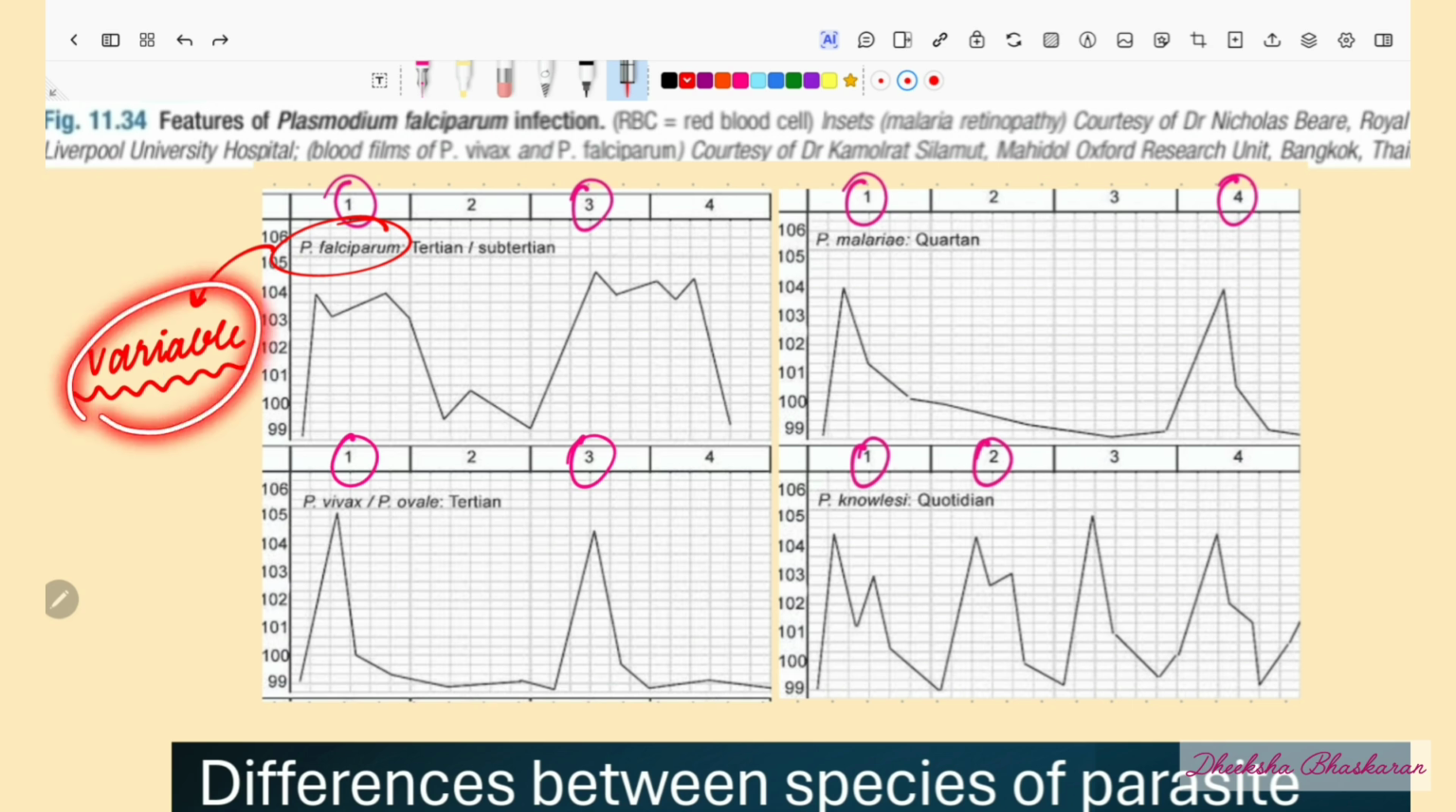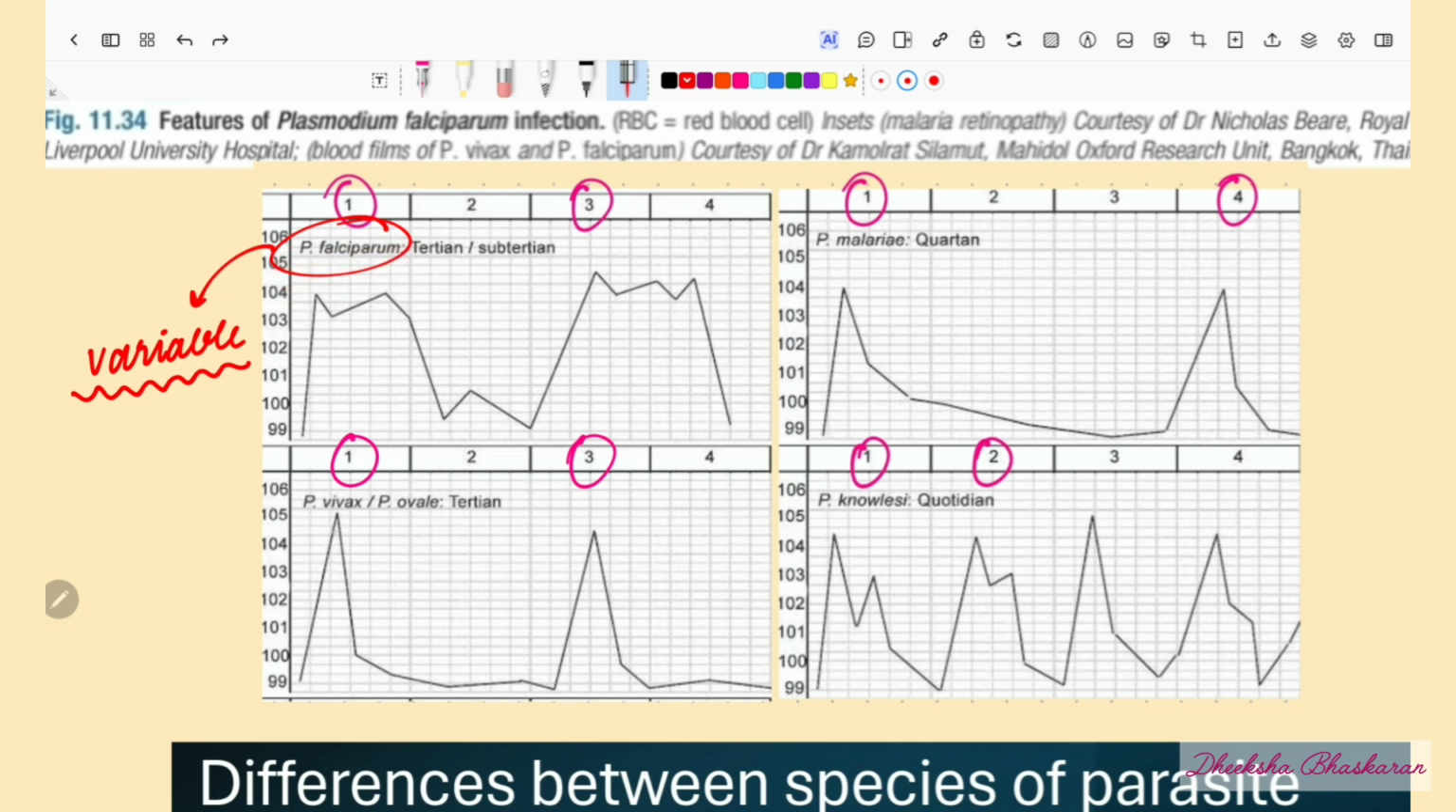This is variable in Plasmodium falciparum. If the person is infected with this, we do not essentially see a tertian form of fever type. It's mostly quotidian fever type, or it can be variable, it can be anything. So it's not specific to Plasmodium falciparum. And it's also called malignant tertian because in falciparum the disease is severe.